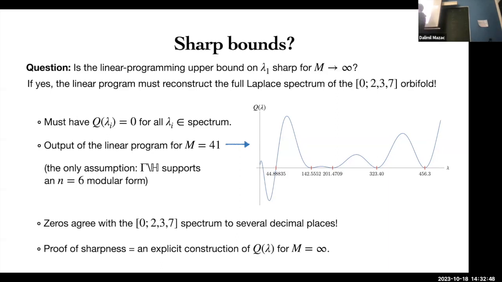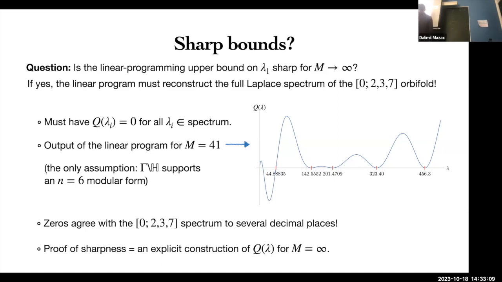And we can test this by plotting the optimal Q that's coming out of the linear program. And here is the plot, and it has some zeros indeed. The first zero is at the spectral gap of the 2,3,7 triangle, and also the higher zeros, there's some degree of vanishing at the point of the polynomial.